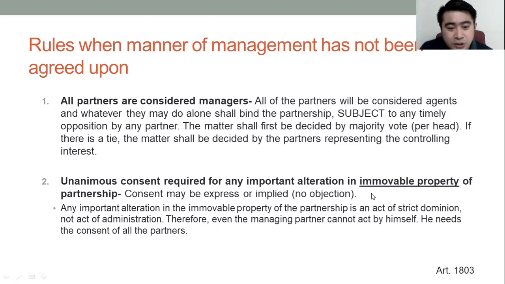So any important alteration in the immovable property of the partnership is an act of strict dominion. So class, again, you have to be able to distinguish between acts of administration and acts of strict dominion. Ang acts of strict dominion, let's say, binebenta mo na yung lupa kung nasan yung partnership business, o binebenta mo na mismo yung partnership business mismo. Acts of dominion yan, class, no? Kasi hindi naman yan yung regular na business ng partnership. So yun, no? So any important alteration is an act of strict dominion, not an act of administration. Therefore, even the managing partner cannot act by himself. He needs the consent of all the partners.